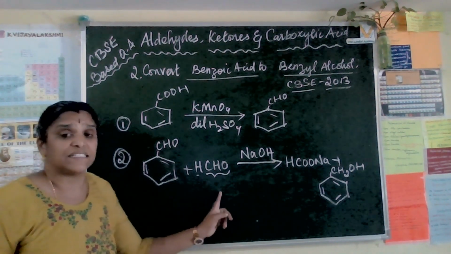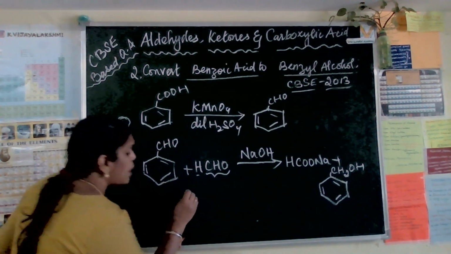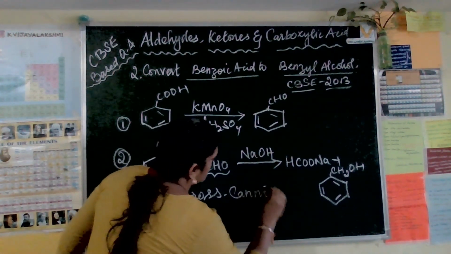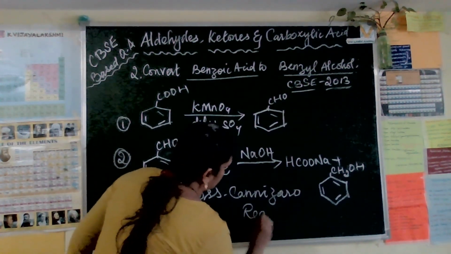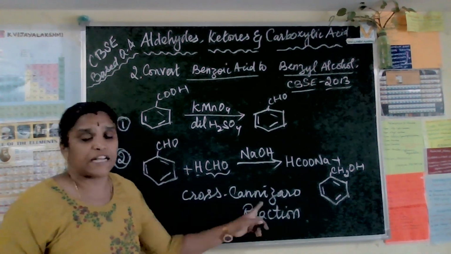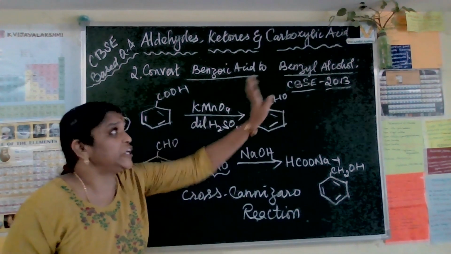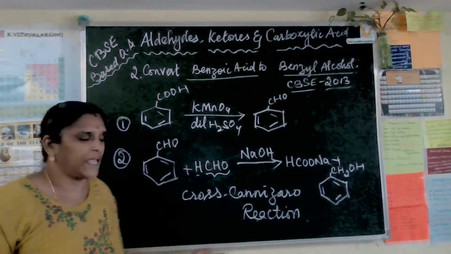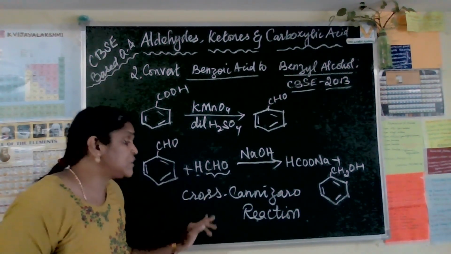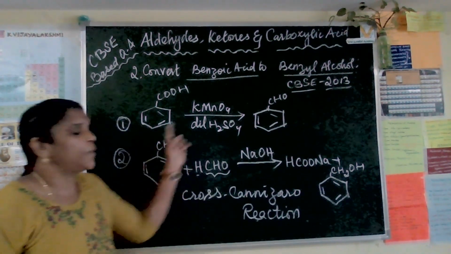This is aromatic and this is aliphatic. Both are different, but the aldehyde group is common. Now this is called the cross-Cannizzaro reaction. They may ask you to explain the cross-Cannizzaro reaction. You may get a direct question, or you may get a question to convert benzoic acid into benzyl alcohol. Hope you're clear with what an alpha hydrogen is, which compounds do not have alpha hydrogen, and what the cross-Cannizzaro reaction is. From one question we can get many answers. Hope you're clear with that.